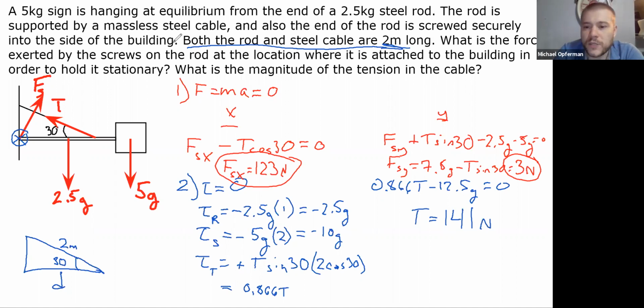And then the second question, what's the magnitude of the tension? 141. So for example, if this was a real life problem, this kind of thing would tell you what you need to make the cable out of in order for it to be strong enough to hold up the sign. What kind of screws do you need to use in order for them to be able to exert the force necessary to hold up the sign, and so on.